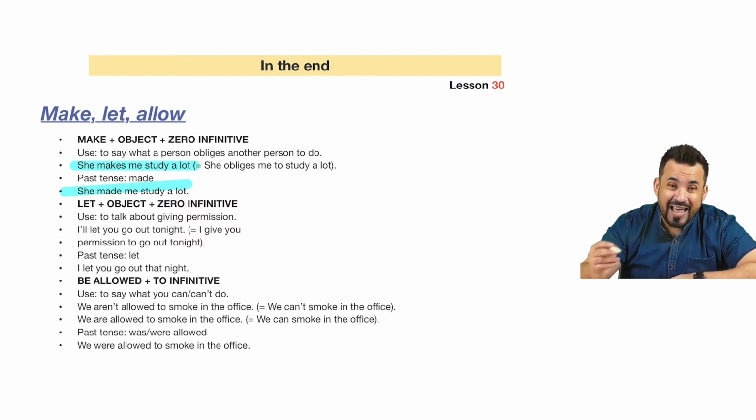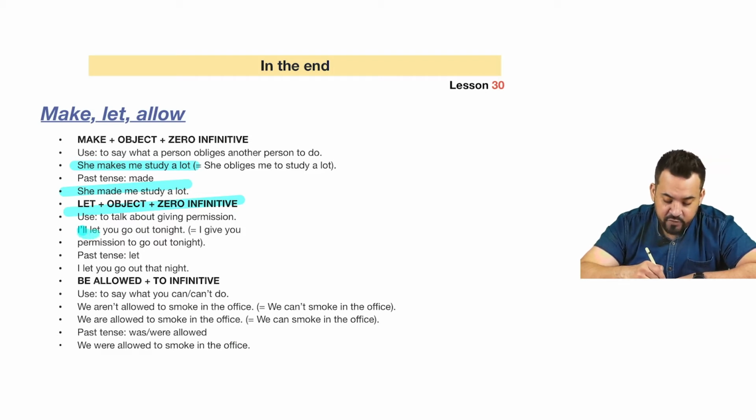Now let's take a look at let. For let, we talk about permission. It's the same structure: let plus object plus zero infinitive, or the base form of the verb. We use this to talk about giving permission. I will let you go tonight. I'll let you go tonight. I mean, I give you permission. I'm allowing you to go tonight.